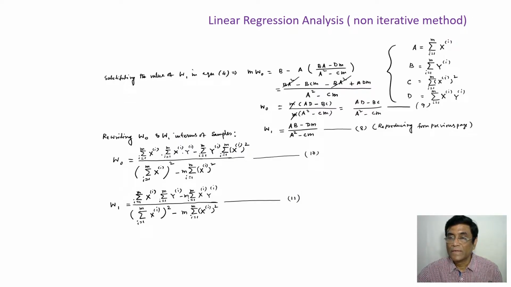So W0 is (AD minus BC) divided by (A square minus CM), where A, B, C, D are these, which the moment you have the samples, 500, 600, 700, 1000, you can calculate. Okay, simple program. So W0, W1 are known to you, and now we are substituting the values, and you end up getting the values of W0 and W1. So once you have got W0 and W1, then your predictor is designed.